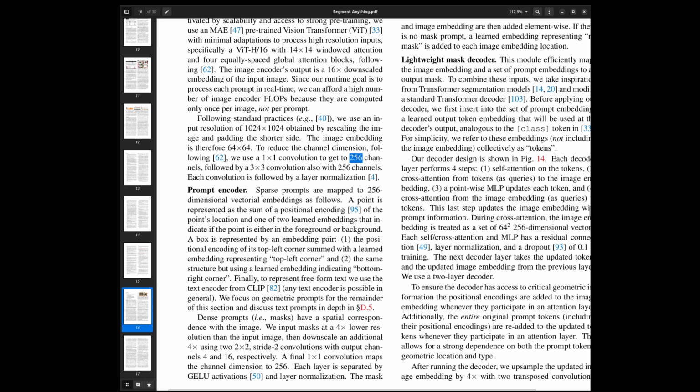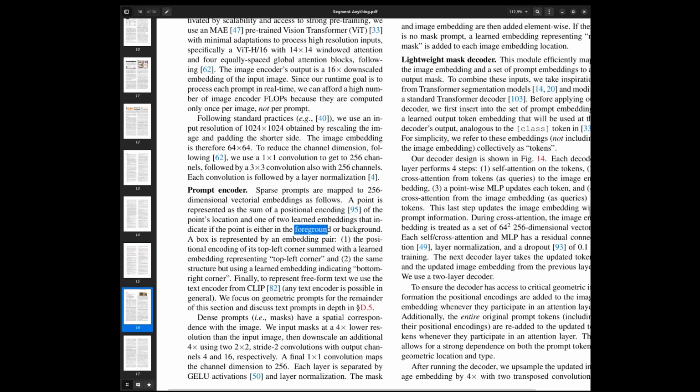So here it says parse prompts. The bounding box, the point, the text are mapped to a 256-dimensional vectorial embedding as follows. A point is represented as the sum of a positional encoding of the point's location and one of two learned embeddings that indicate if the point is situated in the foreground or the background. Okay. How do they know that?